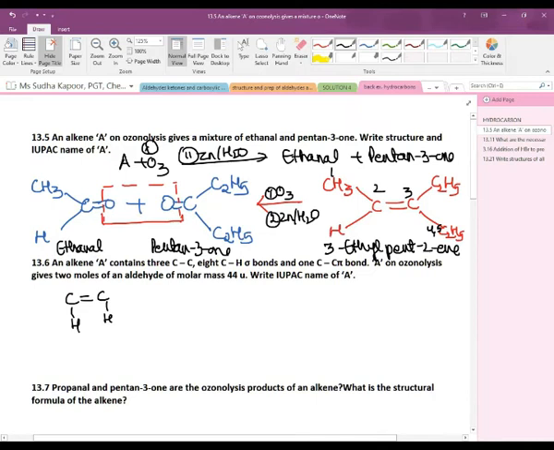So now, further, what they have given is that on ozonolysis it gives 2 moles of aldehyde, both having the 44 mass. So it must be a symmetrical alkene, because the two products are the same, each of 44 mass. The structure is showing that the simplest aldehyde, which is of 44 unit, is ethanal.